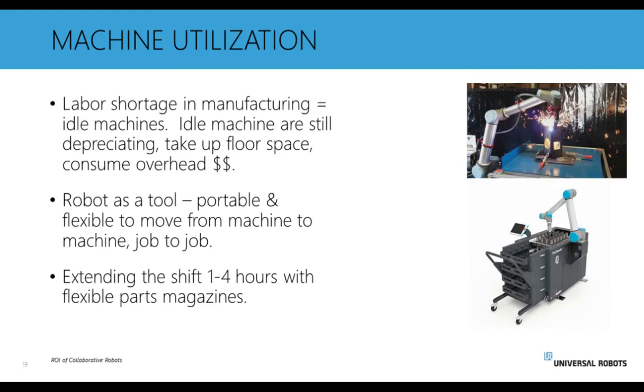Now, machine utilization is also another important factor. Due to the labor shortage in a lot of cases, idle machines is a big problem for business owners. Right? You hear spindle time in machining, all these different metrics. Utilizing collaborative robots acts as a force multiplier for your workforce, enabling you to optimize that machine utilization time as well as the robot utilization time due to its portability and flexibility to move from machine to machine and job to job. A lot of companies are actually using this as well to just extend the second shift time.